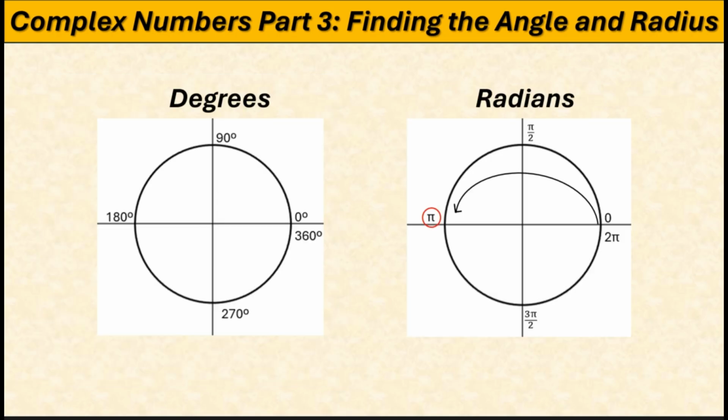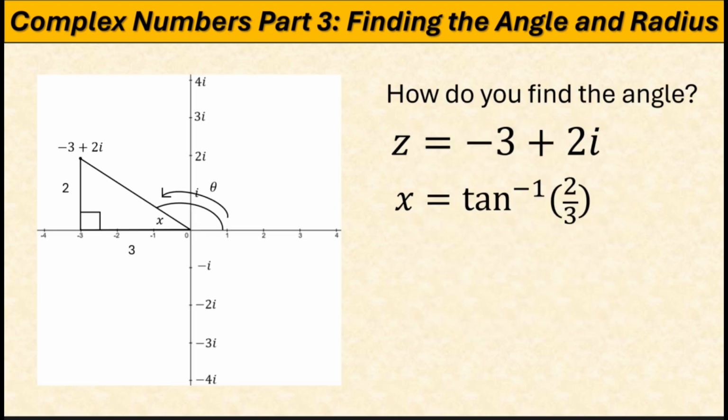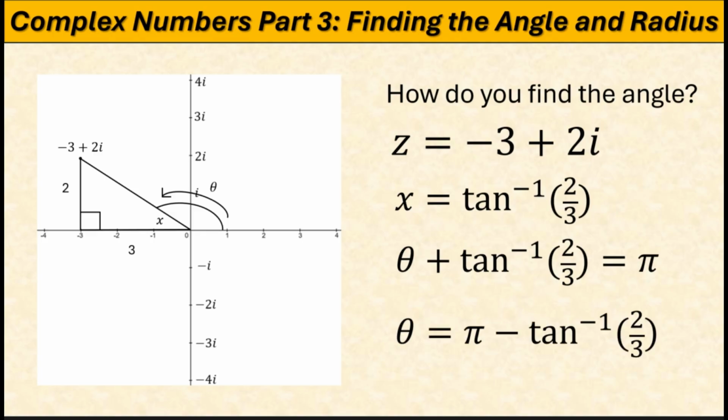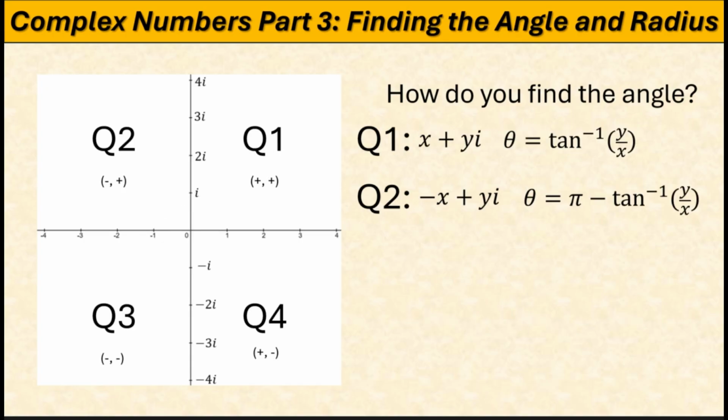Well, recall that for radians, the angle of the top half of the unit circle is going to be exactly pi. And seeing that x plus theta is going to be this value, we can write that theta plus x is equal to pi. And recall that we already showed that x is equal to the arctangent of 2 over 3. Solving for theta, we see that the angle or argument of -3 plus 2i is equal to pi minus the arctangent of 2 over 3, which is approximately equal to 2.55359.